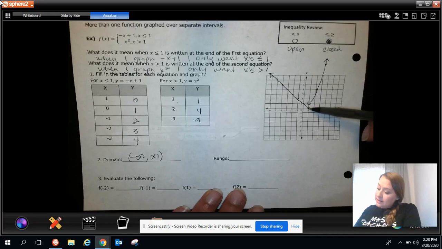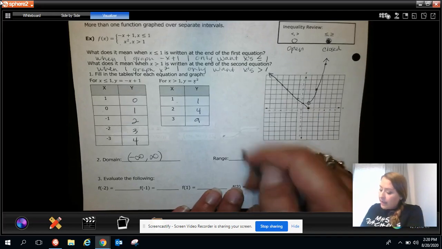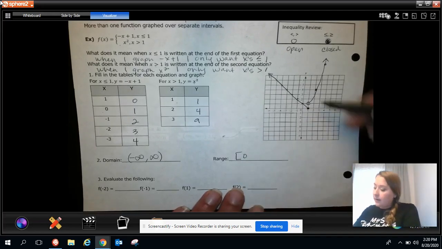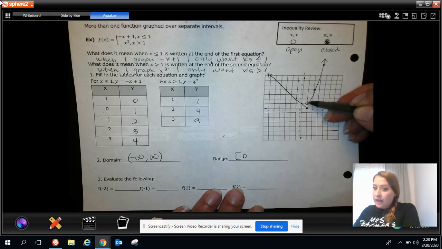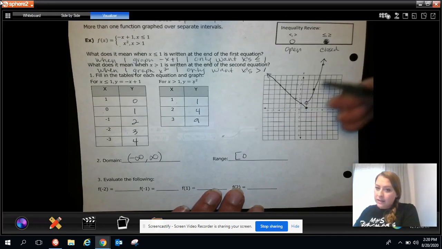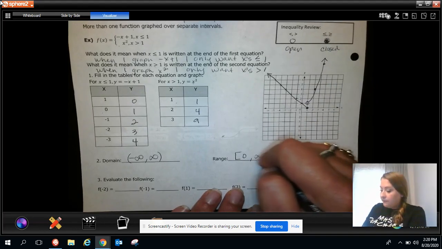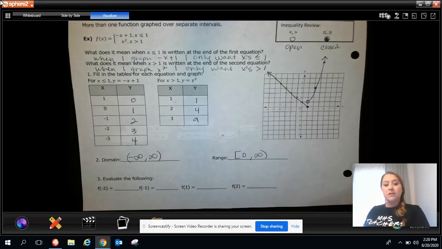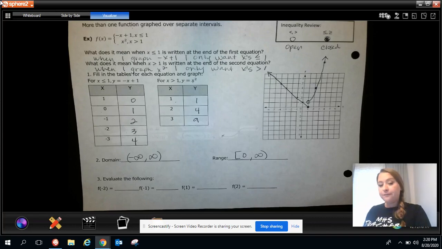Range is bottom, so we're starting at 0, and it can include 0. And then 1, so it's a hole here, but it's filled here. So we can include 1, and it keeps going through to positive infinity. So there's my domain and range for this particular graph.